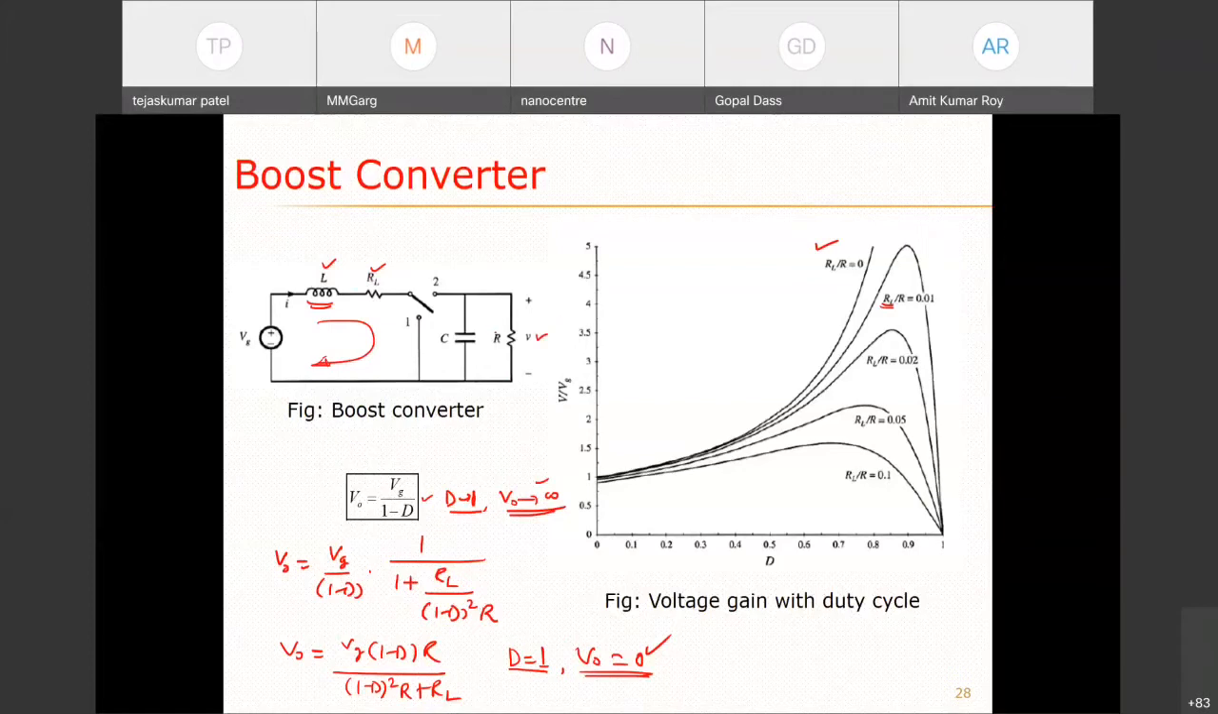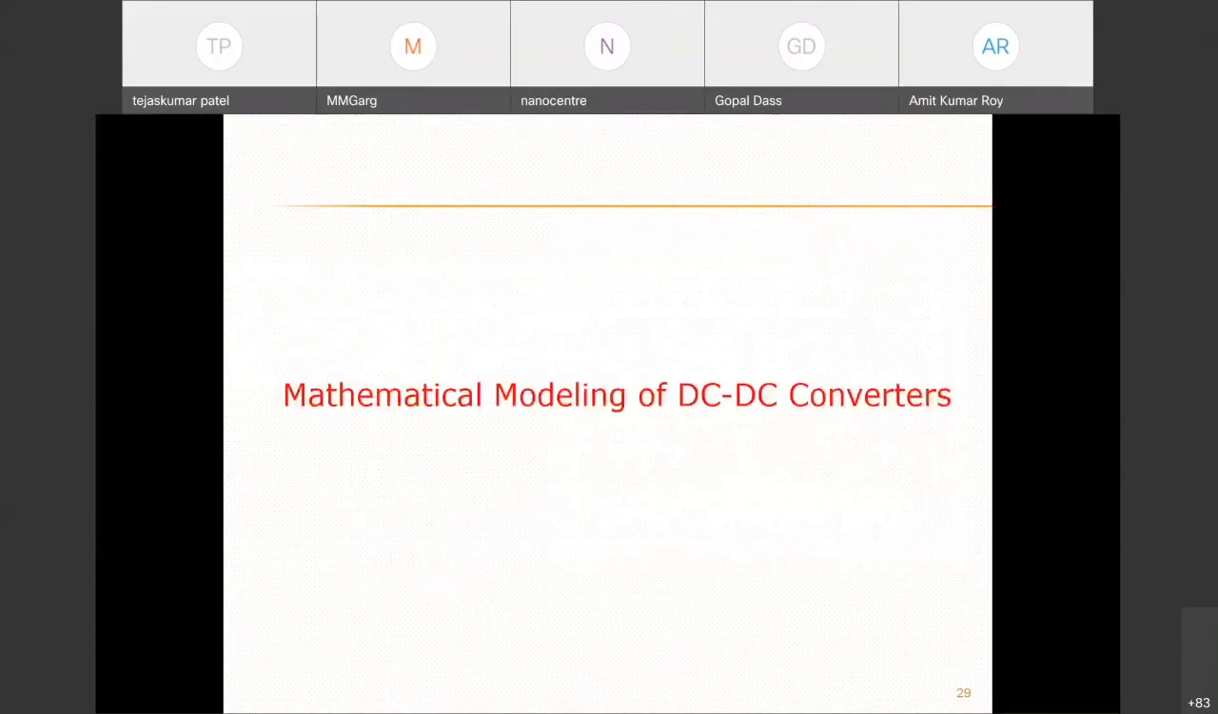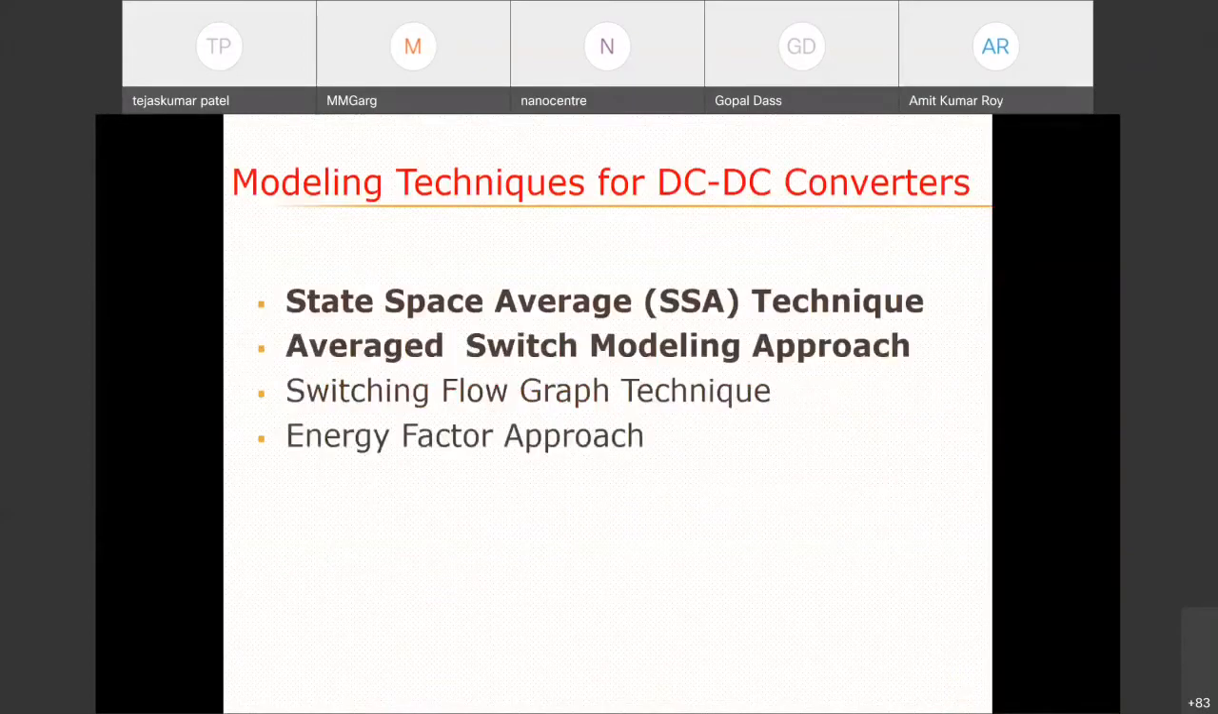So why is it happening? Basically when d equal to 1, the switch is permanently connected here. Whatever energy is supplied by this voltage source keeps floating here only, and that is controlled by this resistance R. No energy is transferred to the load, so obviously voltage will be 0 only, right?